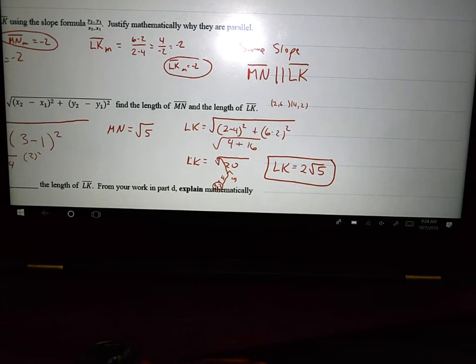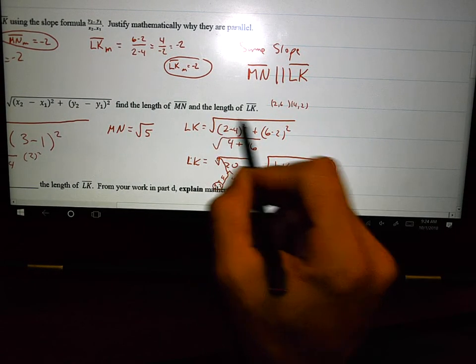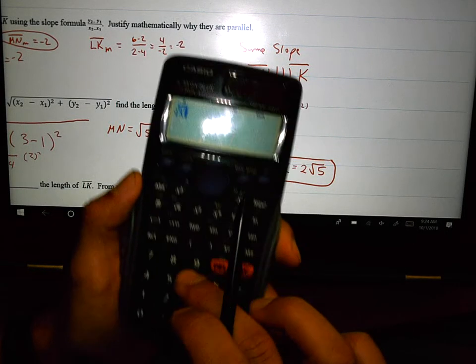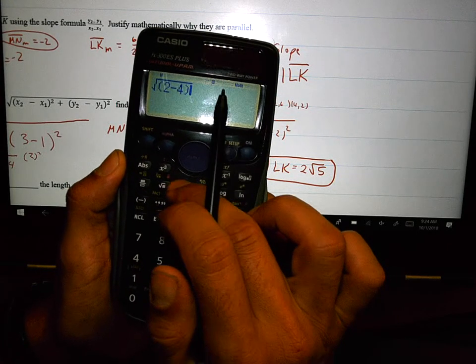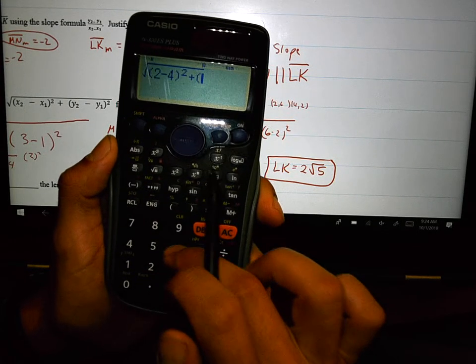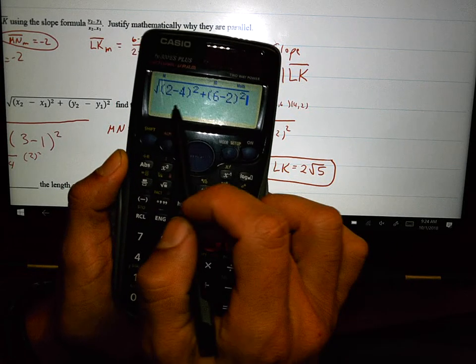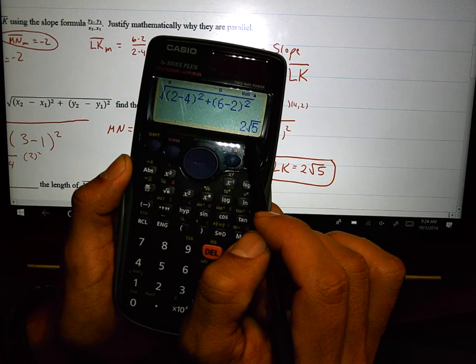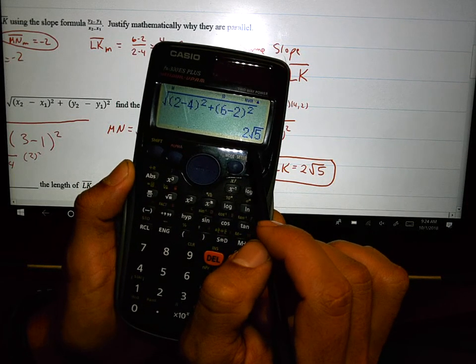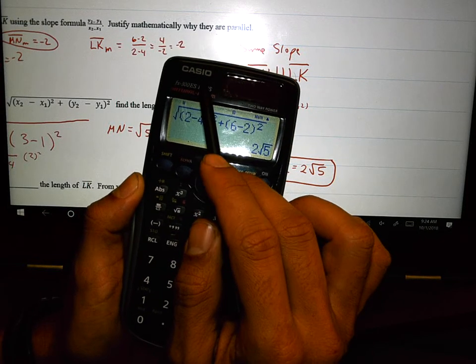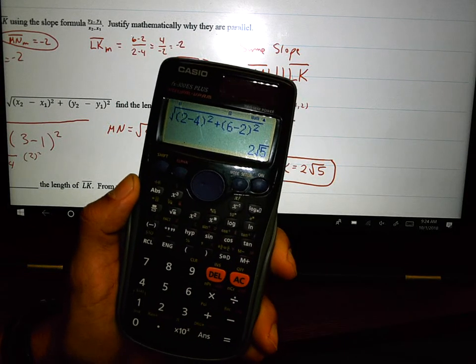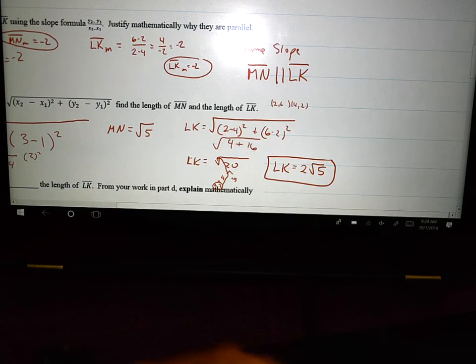If you would like to double check yourself with the calculator, you can punch this whole thing in. If you're good with the calculator, don't be afraid to use the parentheses. 2 minus 4, parenthesis squared, plus parenthesis 6 minus 2, parenthesis squared. I can punch that whole thing in, and your calculator will even do the radical down for you. That's how smart these things are these days. That's one of the reasons I recommended this particular calculator for you, the Casios, because it does things in radical form for you. Just to show you. Feel free to use that.